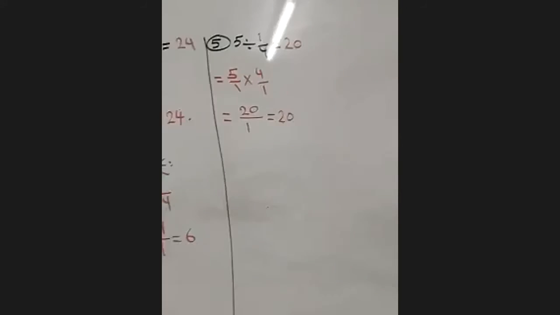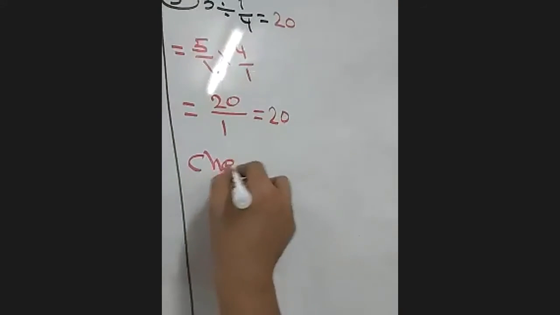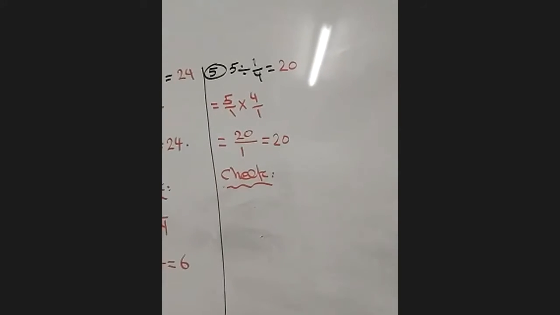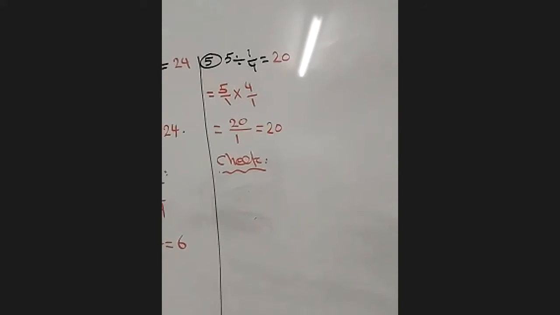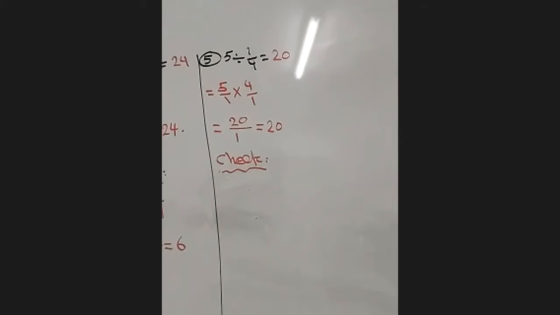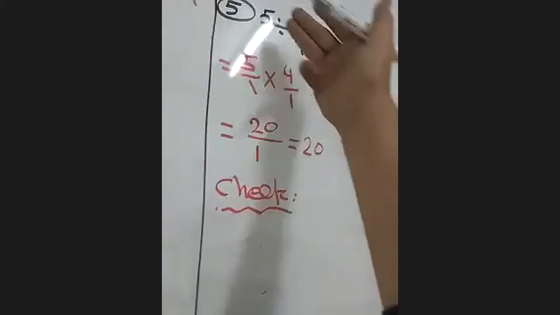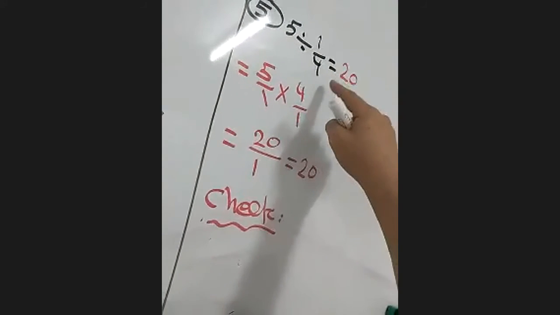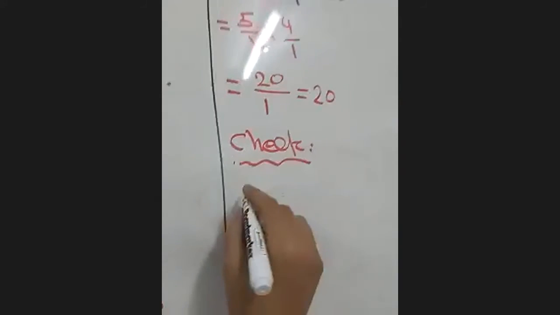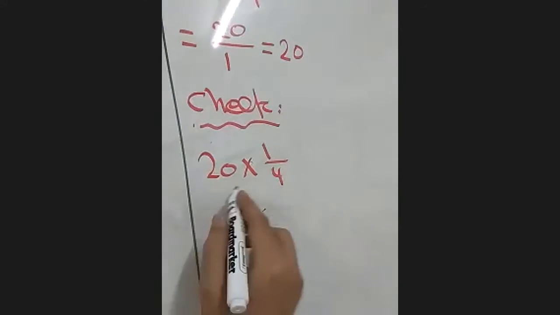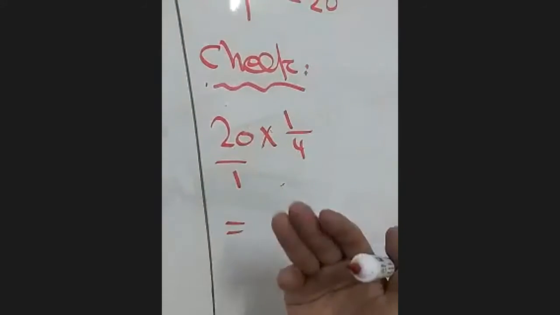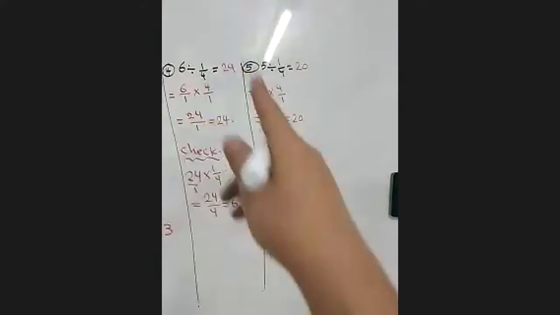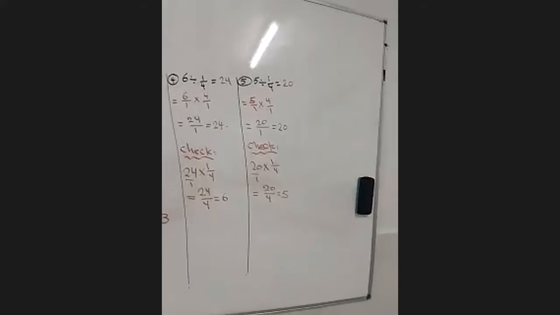If you want to check, we make 20 divided by 1/4. Multiply. Yes. To check the division, we multiply in the opposite direction. 20 multiply 1/4. The answer should be what? 5. Let's check. 20 multiply 1/4. This is over 1, and we multiply as we did. It's 20/4, which is what? 5. The same as the dividend. This is question 5, guys.